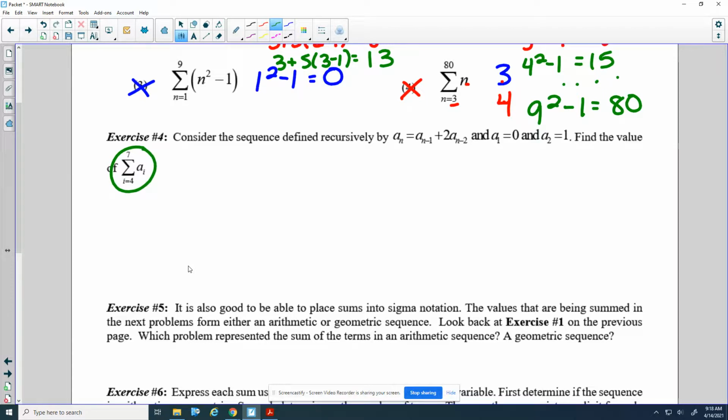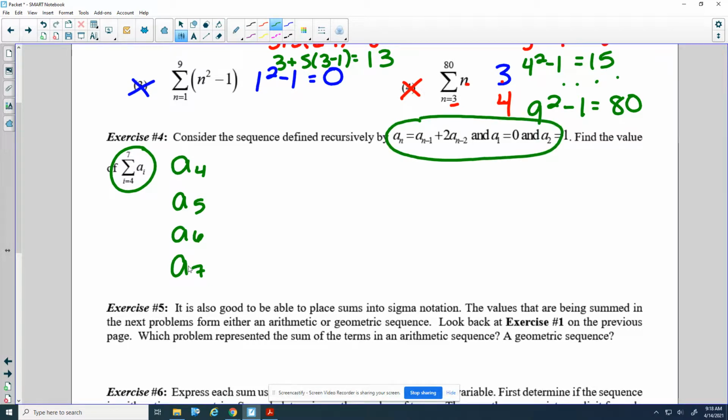So what that means is I want to add a sub 4 to a sub 5 to a sub 6 to a sub 7. Now we know that this denotes terms in a sequence. It's not like a sub 4 is a number. It's not like a times 4 or anything like that. So I need to go over to this definition and find out what those numbers are.